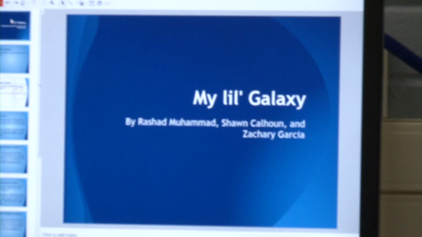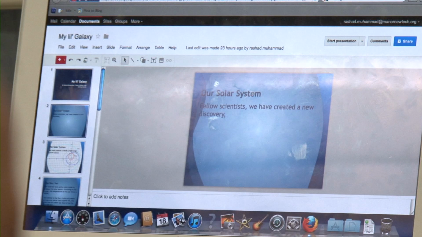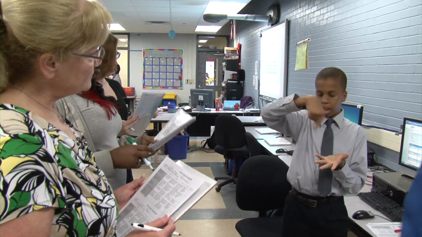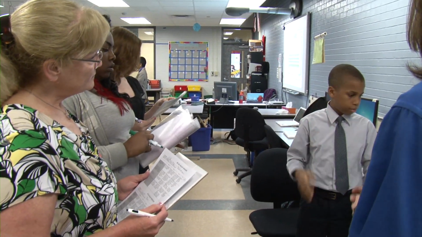And this is my little galaxy. We created our own solar system, made with a star and planets and everything. And we're supposed to have 3 planets, one outside the habitable zone. The habitable zone is basically where planets can create life.